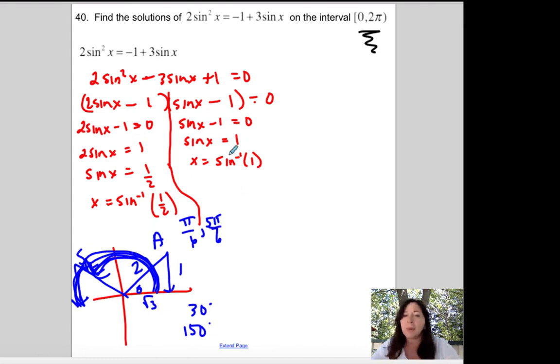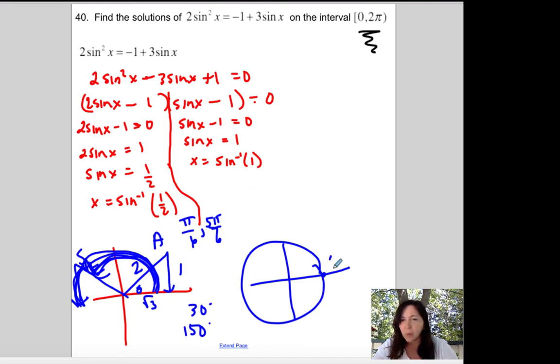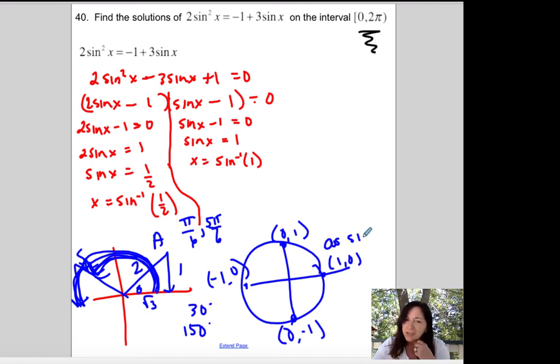Okay. Where is sine equal to 1? Now, there are a couple of ways to do that. Again, using your circle, this is 1, 0. This point is 0, 1. This point is -1, 0. And this point is 0, -1. Remember, it always goes cosine first, then sine second.